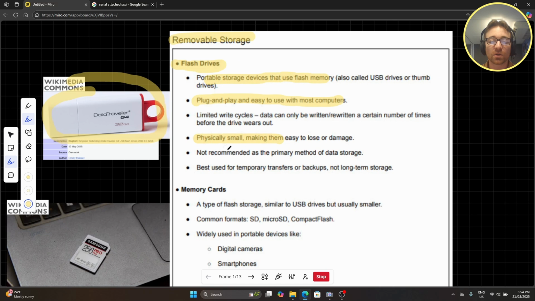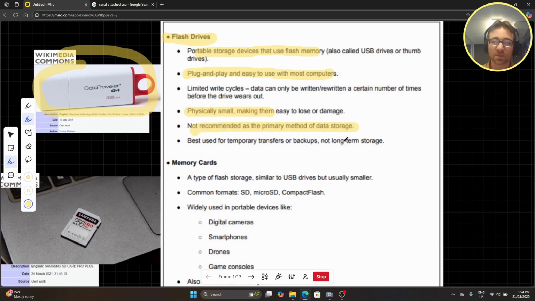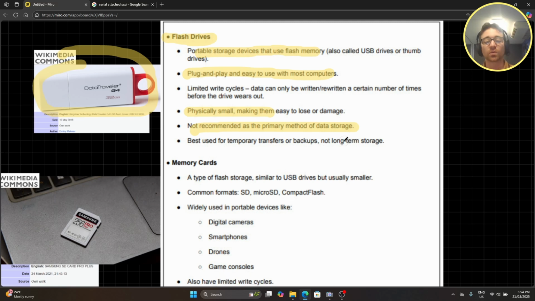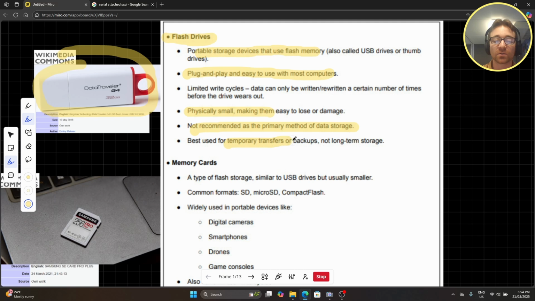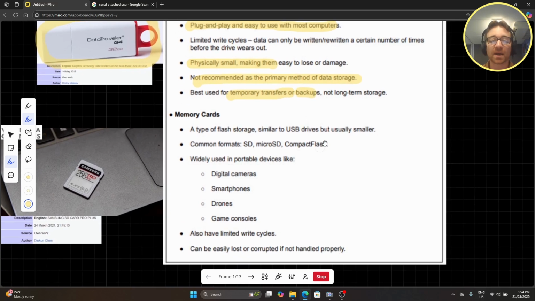It's very small, not recommended as a primary method of data storage. You should probably use a hard drive for permanent data storage. It's really just good for transferring data from one thing to another, right? For temporary transfers or for backups, just as a spare backup to have.